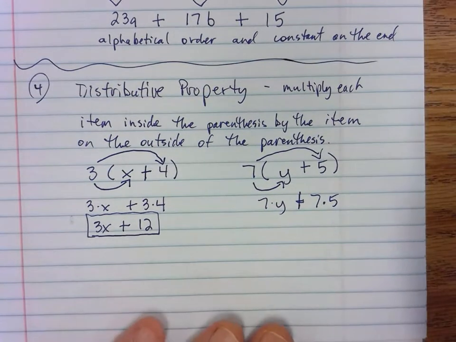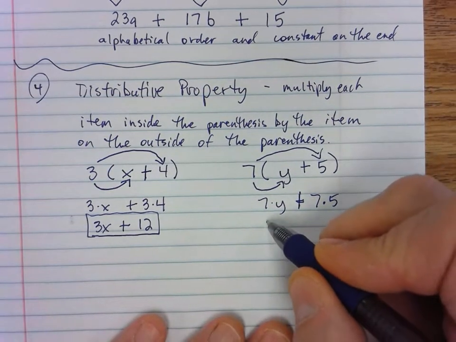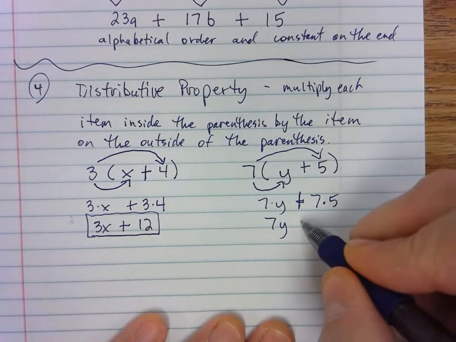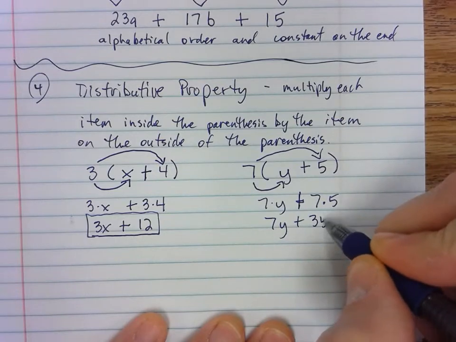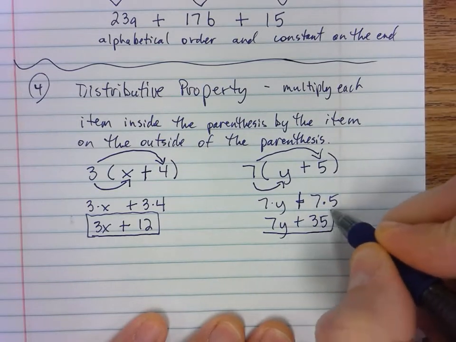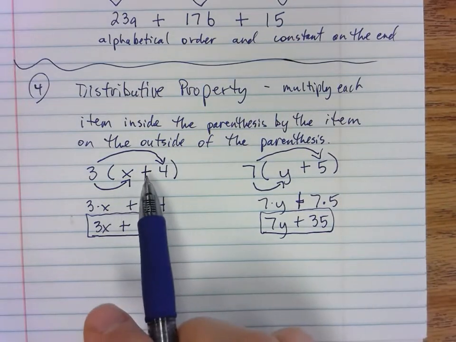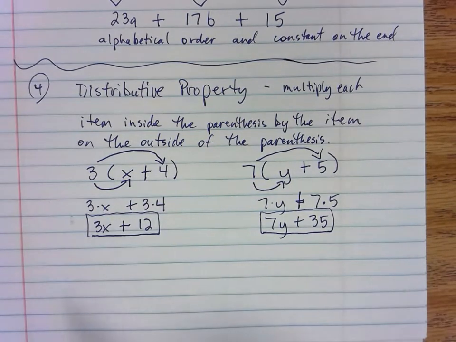So what is 7 times y? That would be 7y. And what's 7 times 5? That would be 35. And there you go, folks. The simplified response for that would be 7y plus 35. So again, you can see I took both items on the inside, multiplied it by the number on the outside.